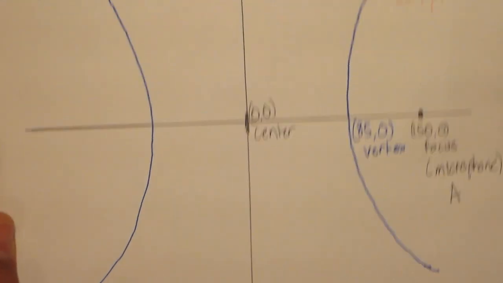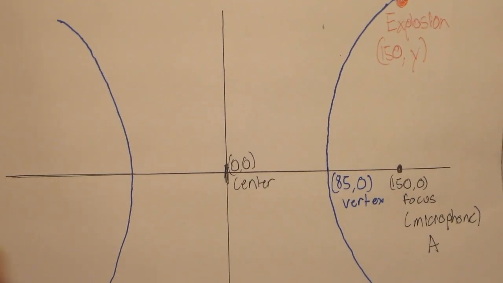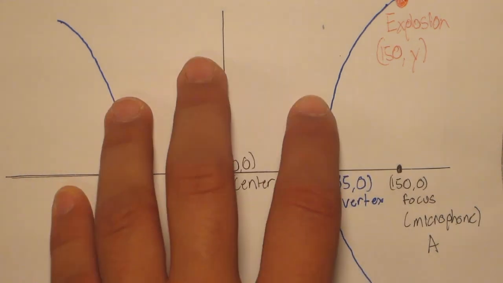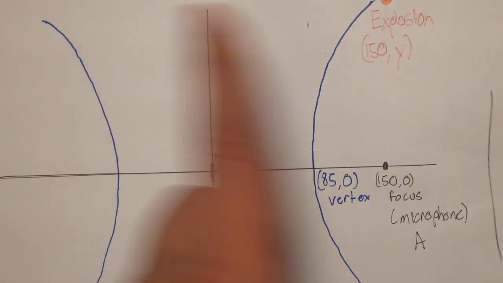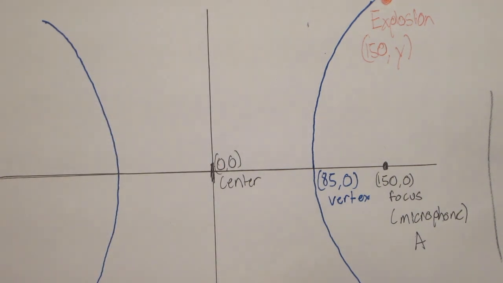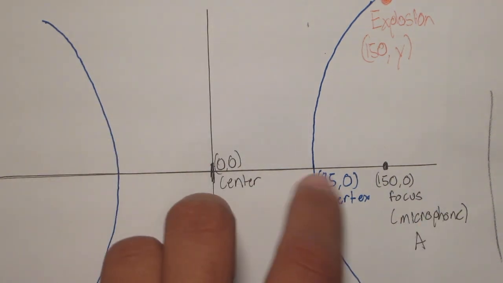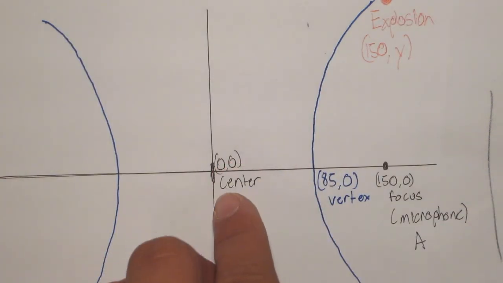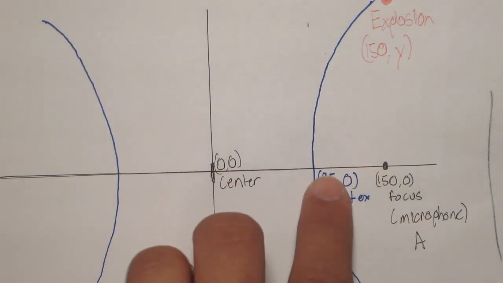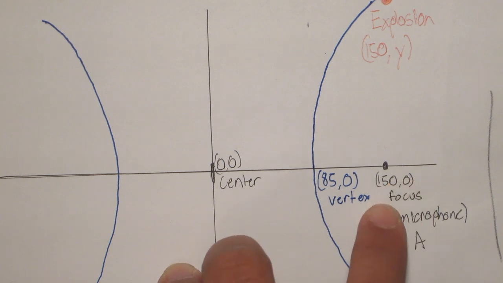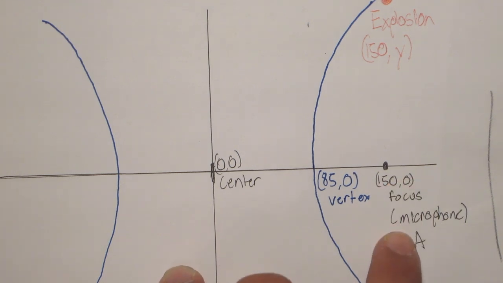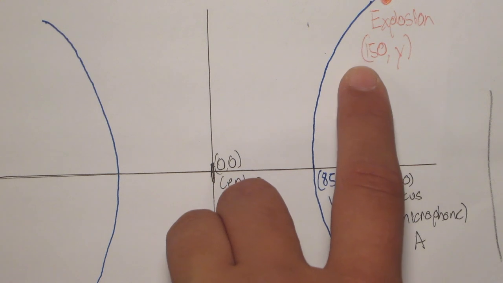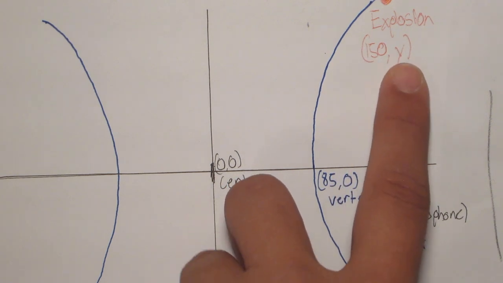To find where the explosion is, we plot the equation on a graph, with north, south, east, and west. This is what it would look like. The center is at 0, 0, and 150 kilometers out is a focus. So the explosion is at 150 for x, and then y.